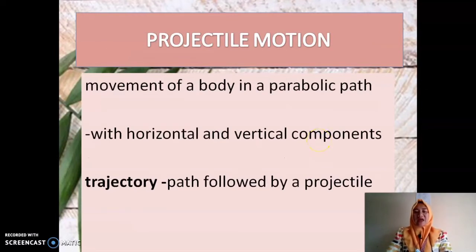One example of a two-dimensional motion is what we call projectile motion, which is the movement of a body in a parabolic path with horizontal and vertical components. Projectile motion follows a path of projectile, and that is what we call trajectory. So when you ignore the effect of air resistance, the projectile is in a state of free fall because its path is determined entirely by gravity.